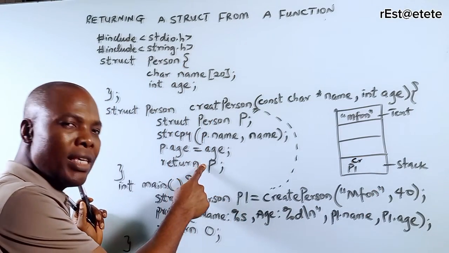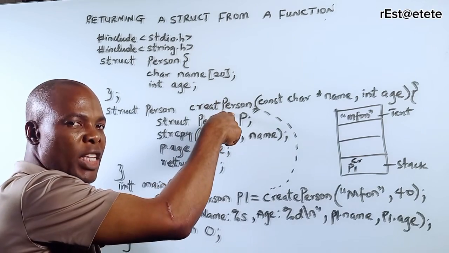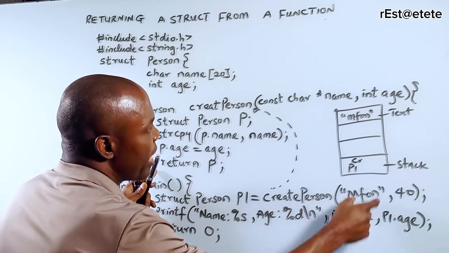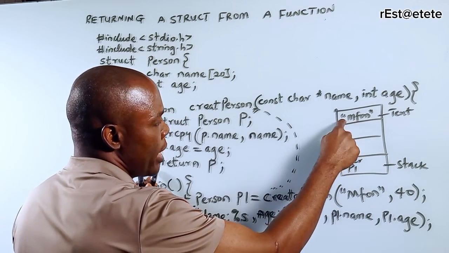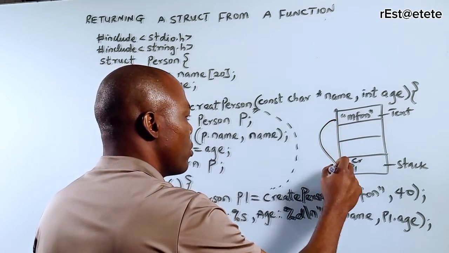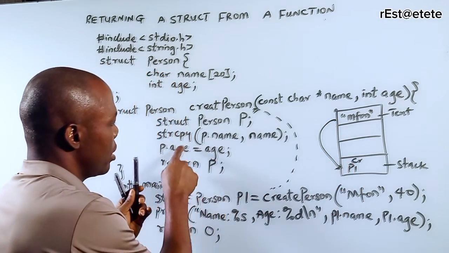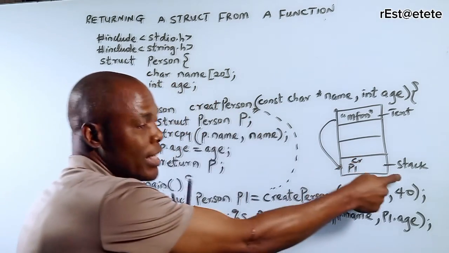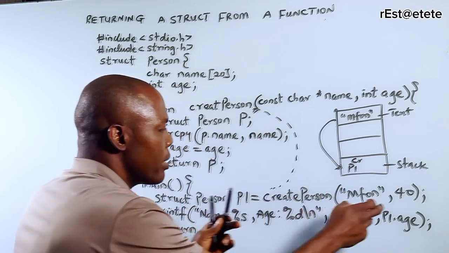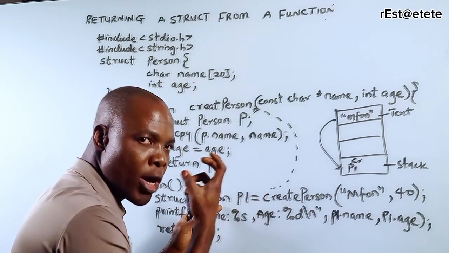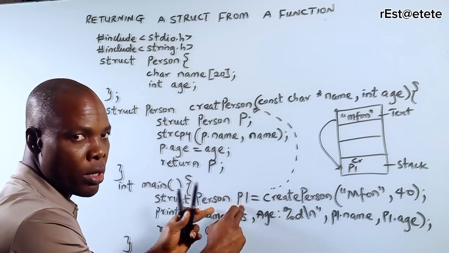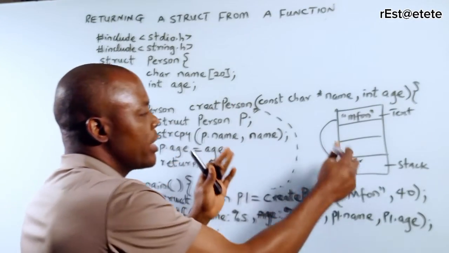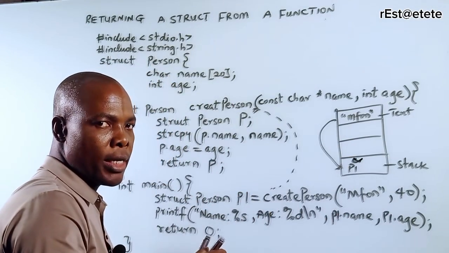But this p is a local variable in this create person. When you call it here and you supply font to this place, font is stored here, and then it will be copied to what? To this local variable, p.name, which is inside this function in the stack. Now, when it returns to this P1, meaning a copy, a copy will be given to P1. Then it will encounter this. This create person will disappear. You cannot access it again.